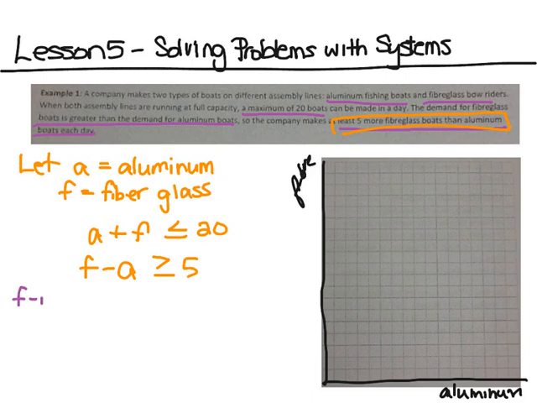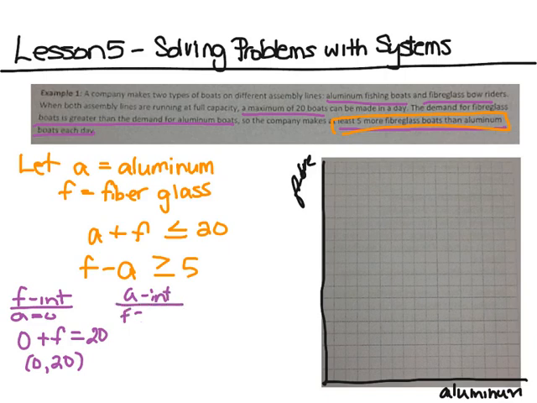If we find our F intercept, that means A has to equal 0. So 0 plus F is equal to 20, so F is equal to 20. We will have a point at (0, 20). For our A intercept, F equals 0, so A plus 0 is equal to 20. We'll have a point at (20, 0). So both of our intercepts are 20.